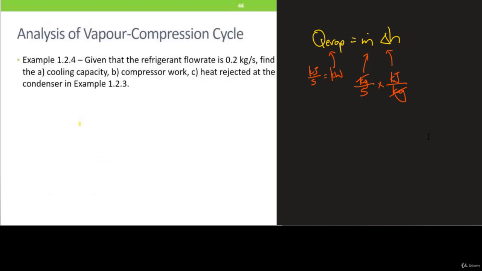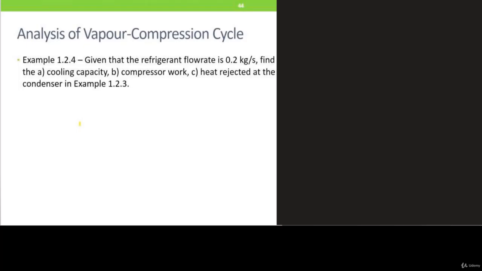Now let's try some example. Remember in example 1.2.3, you have already written down the three enthalpy values. With those enthalpy values, you are able to calculate A, B, and C, which is the cooling capacity, compressor work, and heat rejection at the condenser. So similarly, you may want to pause the video and try it out yourself. If not, I will continue and show you the answer.